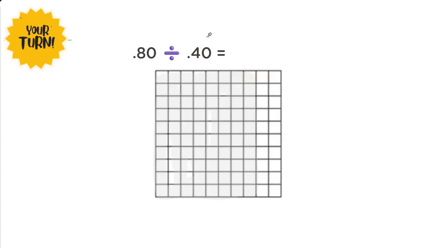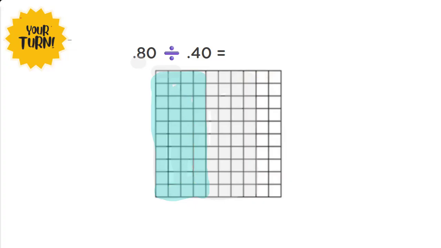On this one, notice I went ahead and shaded in 80 hundredths, which is the same as 8 tenths, okay? But I went ahead and put the hundredths there to make sure you knew that they were the same. And now I'm going to find out how many sets of 40 hundredths or 4 tenths. It's the same amount. Remember, each row has 10. 10 times 4 is 40, so 40 hundredths is the same as 4 tenths.